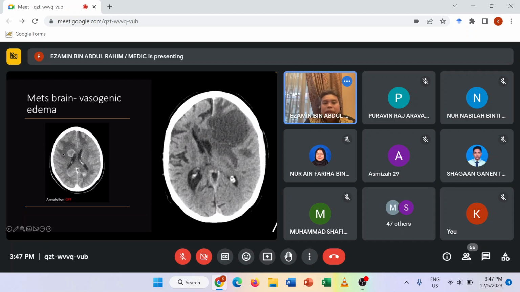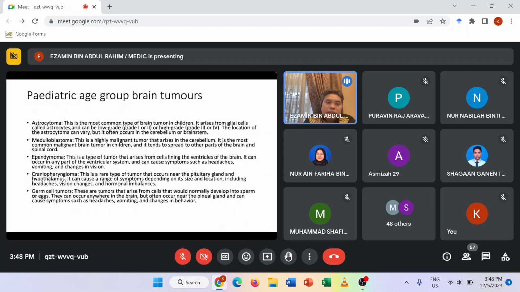Okay, so vasogenic edema. The things that can cause vasogenic edema, you need to remember just two: metastasis and infection or inflammatory. Cytotoxic has fewer causes, most of the time because of stroke. Okay, this one is a pediatric age group brain tumor.